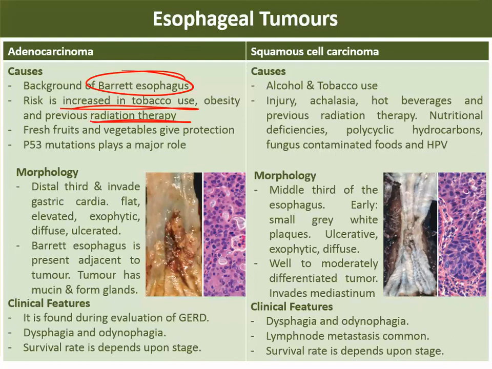And previous radiation therapy. So fresh fruits and vegetables, scientifically proven, give protection for this cancer, and the major role is P53 mutation. This P53 will be seen in most of the tumors. P53 mutation, because it is a tumor suppressor gene. If it goes for mutation, the tumor comes.